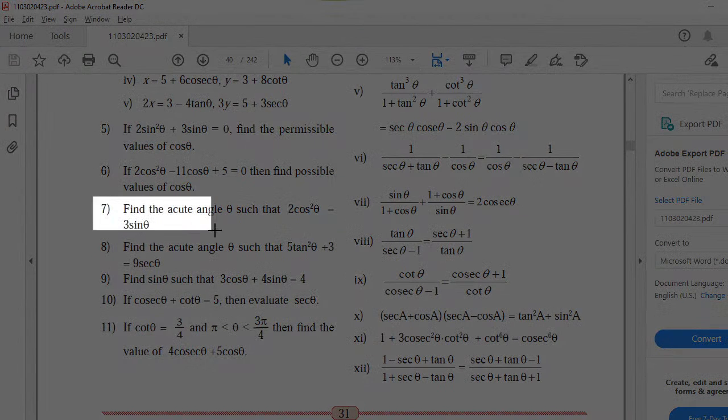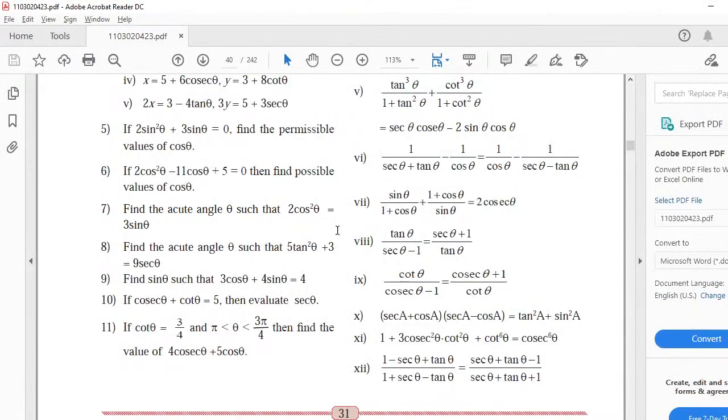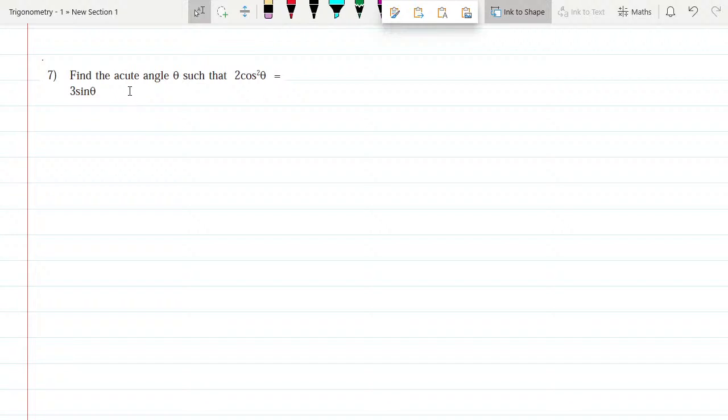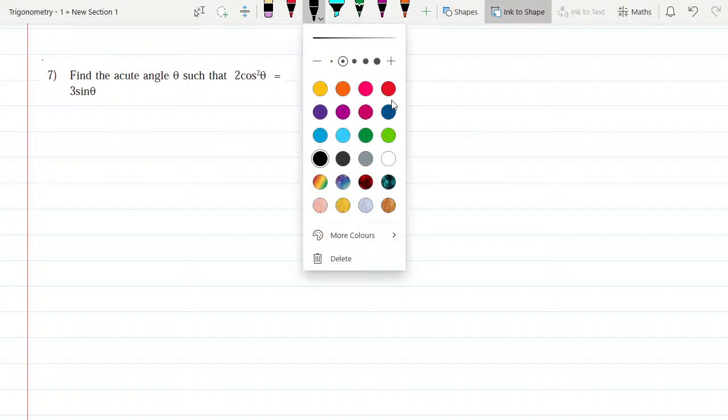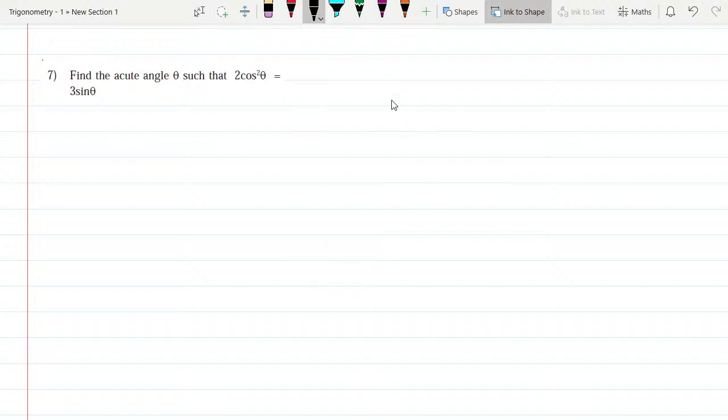7th question. Find the acute angle theta such that 2 cos square theta equals 3 sin theta. If this is the case, what to do? Okay, this is also a quadratic equation, you can see. Let me write down the question. 2 cos square theta equals 3 sin theta. If this is the case, we have to find the value of theta. Okay, let's see how to proceed.